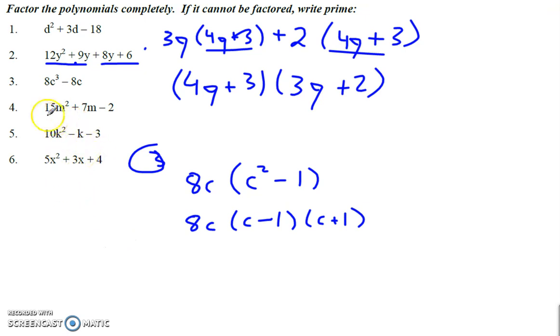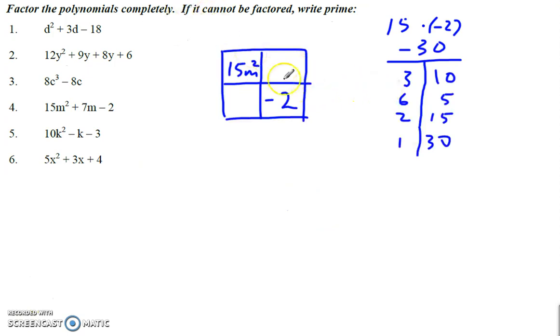Number 4, we have a trinomial, so we're going to use the box method. Here I have the box set up, first and last term, and then the factors. The product gives me negative 30, because I have to multiply 15 times negative 2, and then factors of that. Now I want some that are 7 apart. Okay, 3 and 10 are 7 apart, needs to be positive 7, so the 3 is going to be negative. Negative 3m, don't forget your variable, 10m here. That gives me 2m.